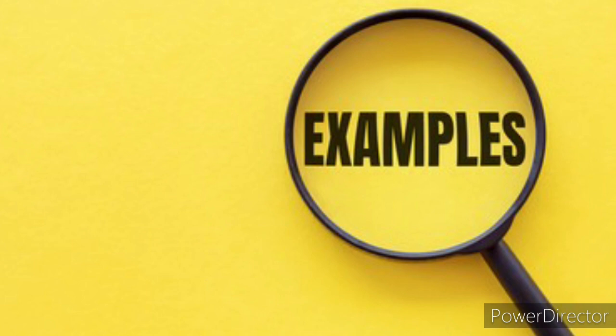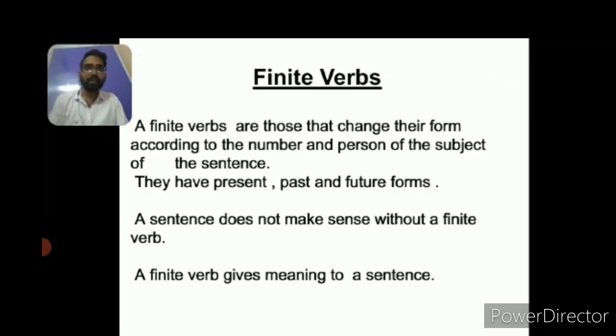Now, finite verb. Finite verbs are those that change their form according to the number and person of the subject of the sentence. They have present, past, and future forms. Like we have learned in earlier classes, a verb has three forms: present form, participle form, and past form. For example, write, wrote, written; break, broke, broken; come, came, come. In this way.